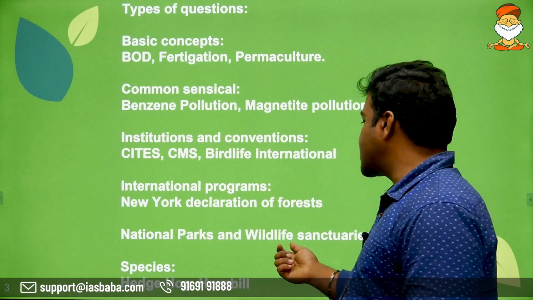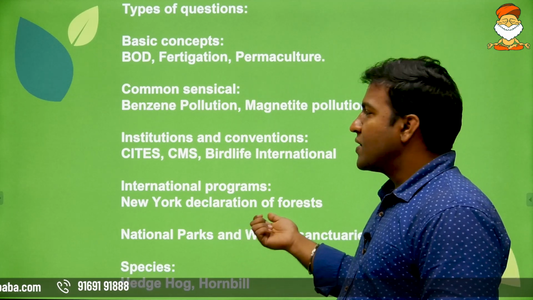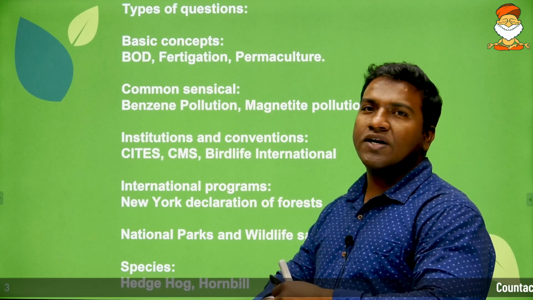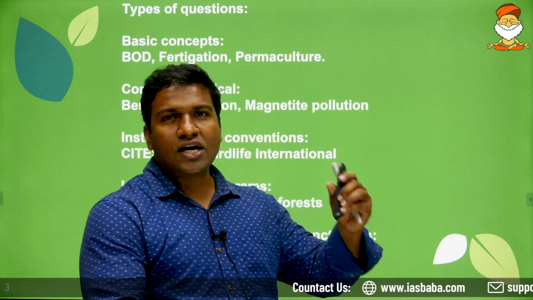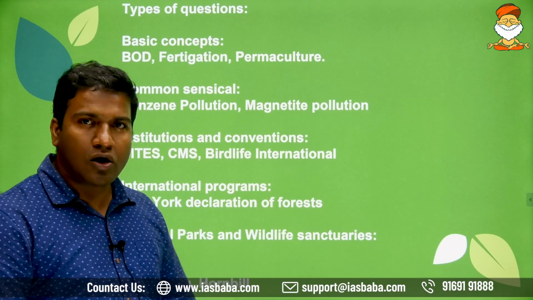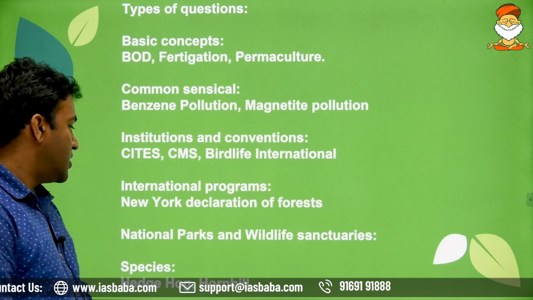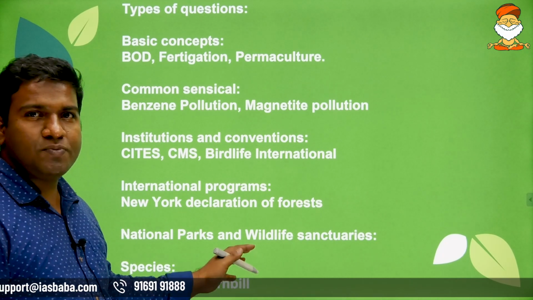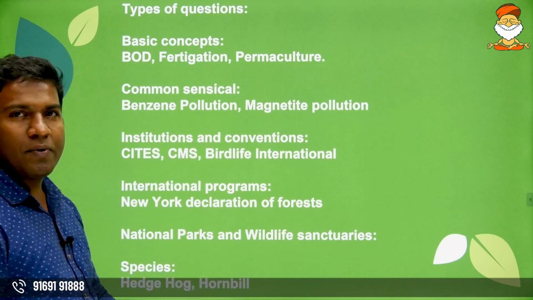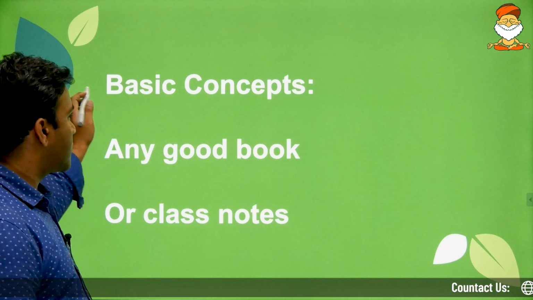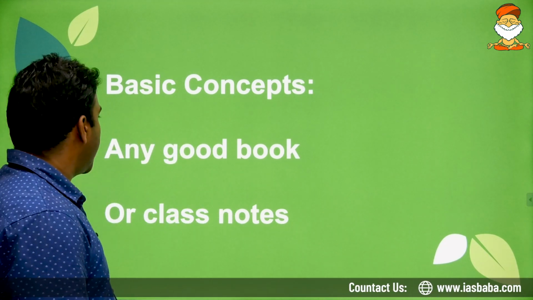And then the national parks and wildlife sanctuaries, so these are the next types of questions, and here also the source is very diverse. We don't know where to study, what and all to study. If we had a specific list, we would have studied, but the thing is that there is no specific list at all. And then we have the species, so this also adds up to the same challenge that there is no specific list. So how to prepare for all these? Okay, so first the basic concepts, so we have to read any good book.